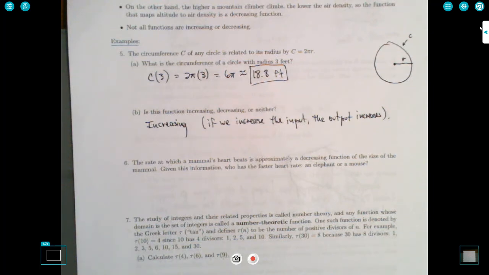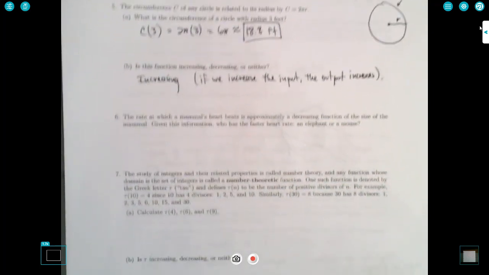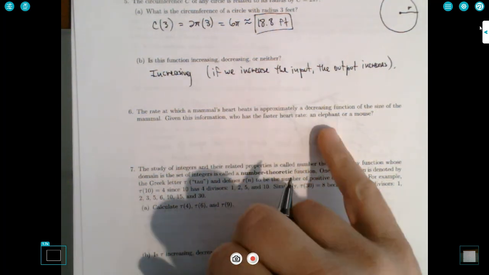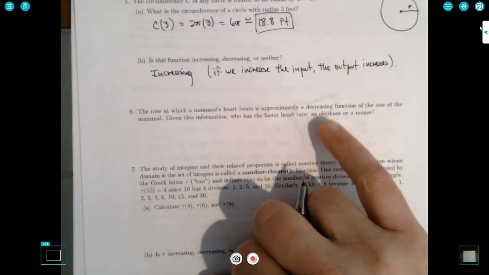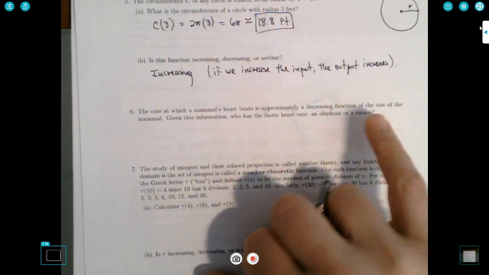Okay? All right. Here's another example. It says the rate at which a mammal's heart beats is approximately a decreasing function of the size of the mammal. So in other words, the bigger you are, the lower your heart rate. Okay? Given this information, who has the faster heart rate, an elephant or a mouse? Well, the elephant's bigger than the mouse, right? So the elephant's going to have a slower heart rate than the mouse. So who has a faster heart rate? I guess the mouse, right? We would say the mouse has a faster heart rate.